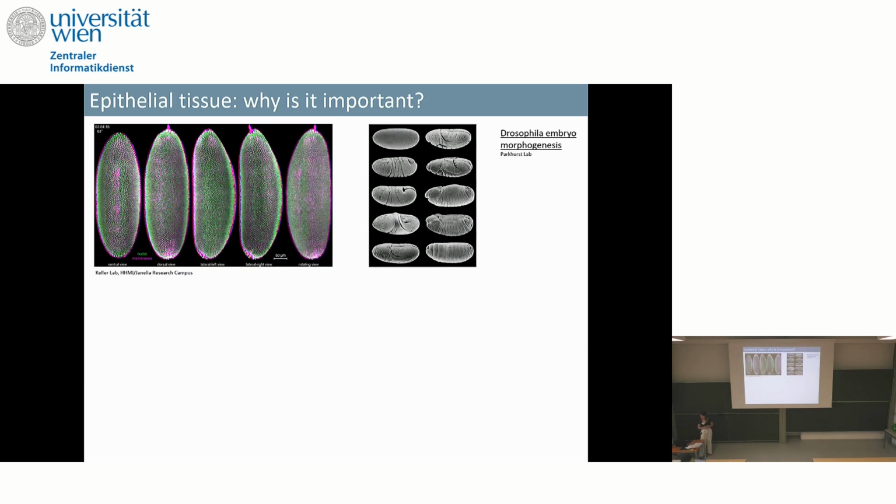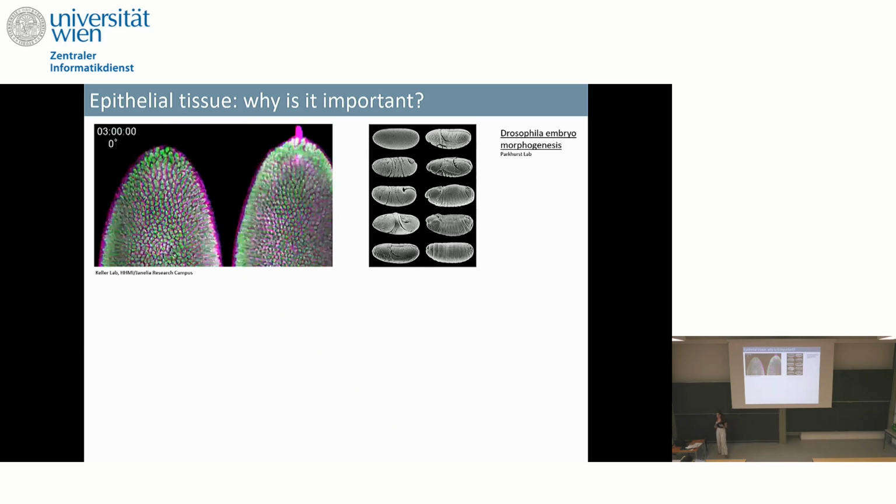What I'm mostly interested in, at least in my work, is epithelial tissues. Epithelial tissues are found a bit everywhere. It's one of the simplest tissues in our body. During embryo development, you can see that epithelial cells undergo large deformations. We are interested in understanding their mechanical response, because we want to understand how morphogenetic processes develop.